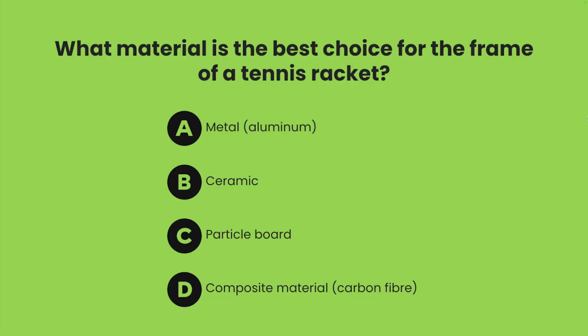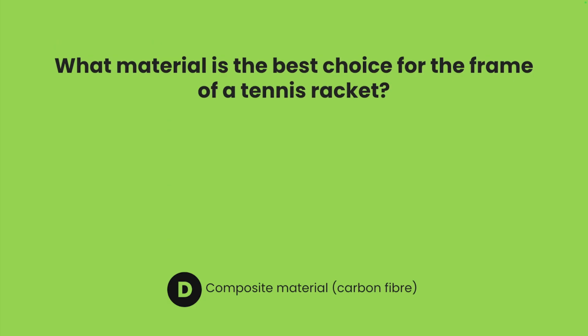So let's jump right in with a question. What material is the best choice for the frame of a tennis racket? Is it A, metal, aluminum, B, ceramic, C, particle board, or D, composite material, also known as carbon fiber? The answer is D, composite material.